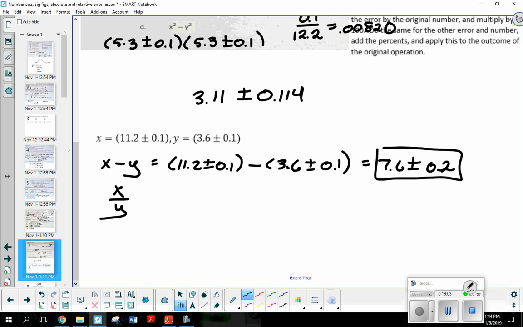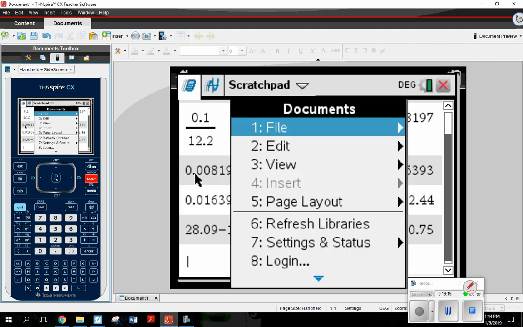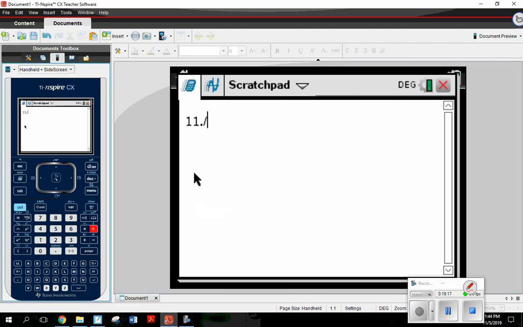The first thing, whatever operation you're going to perform, like here I want division, I'm going to divide the exact values. So I'm going to take the 11.2 divided by 3.6. Let me clear this out. So 11.2 divided by 3.6. Okay, did not take the 2 there. So here's where I got the 3.1 repeating. So I just said 3.11.